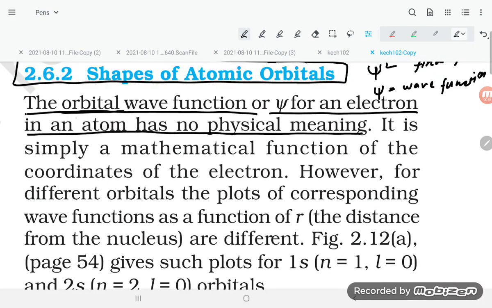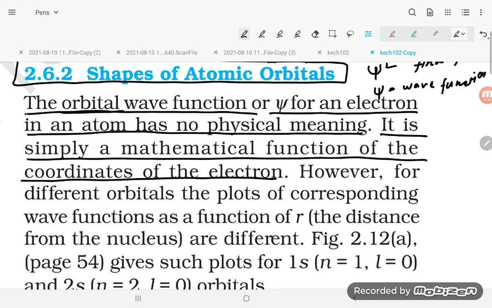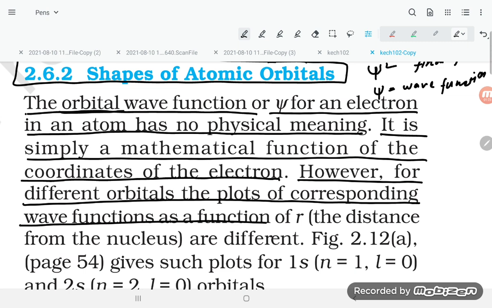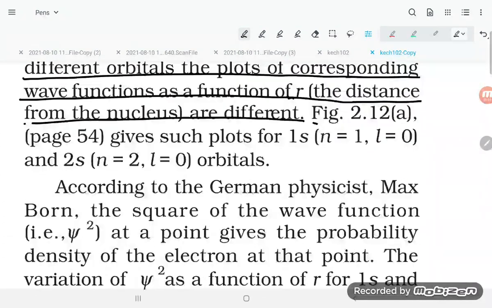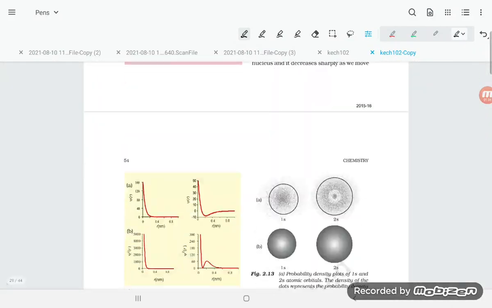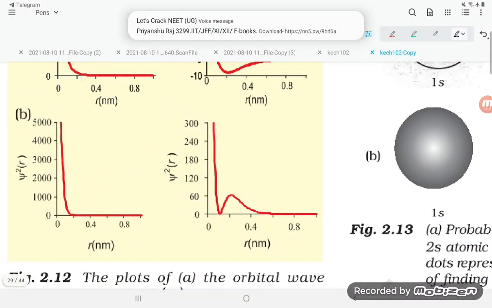Now students, they are saying that the orbital wave function or psi for an electron in an orbital has no physical meaning. It is simply a mathematical function of the coordinates of the electron. However, for the different orbitals, the plots of the corresponding wave function as a function of the distance from the nucleus are different. Figure 2.12. So we'll see Figure 2.12. Where is the figure? Here, 2.12.